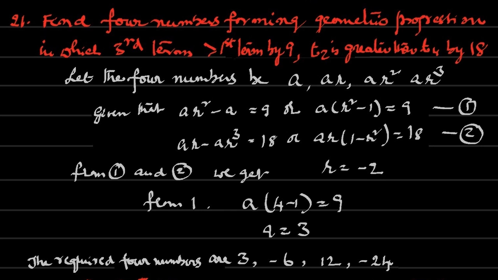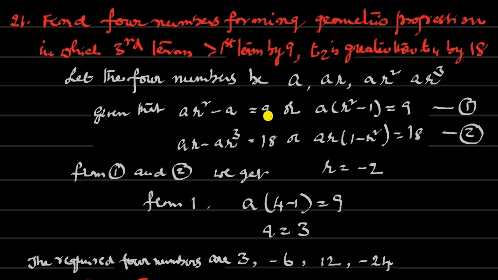Find 4 numbers forming a geometric progression in which the third term is greater than the first term by 9 and the second term T2 is greater than T4 by 18. Let the numbers be a, ar, ar square, ar cube. Given that the third term is greater than the first term, third term is ar square. ar square minus a equal to 9. Similarly, second condition, ar minus ar cube is 18.